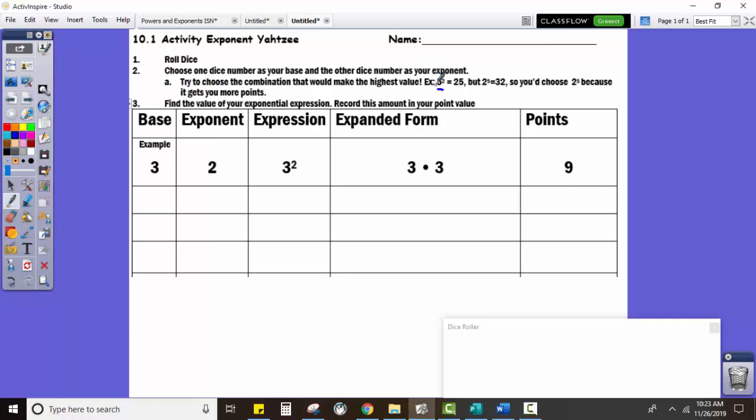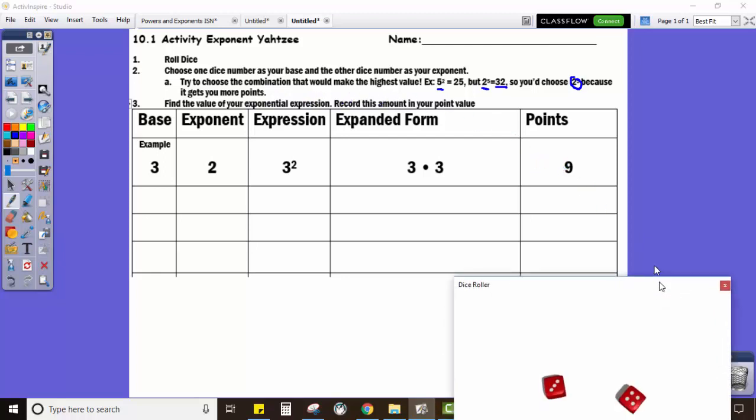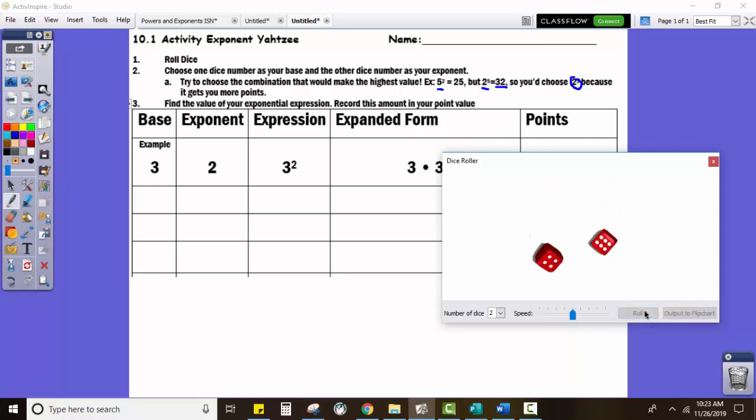So if you roll a 5 and a 2, you could have 5 to the second power, which would be 5 times 5 or 25, but you could also flip it around and do 2 to the fifth power. And when I multiply 2 5 times, it equals 32. So you'd rather choose 2 to the fifth because it gets you 32 points instead of 25. And then you'll find the value of your exponential expression and record the amount for your point value. So I'll do an example here. I'm going to roll 2 dice. I'm going to roll till I get a good number to use as an example here. You only get to roll once, so whatever you roll on the first time is what you get.